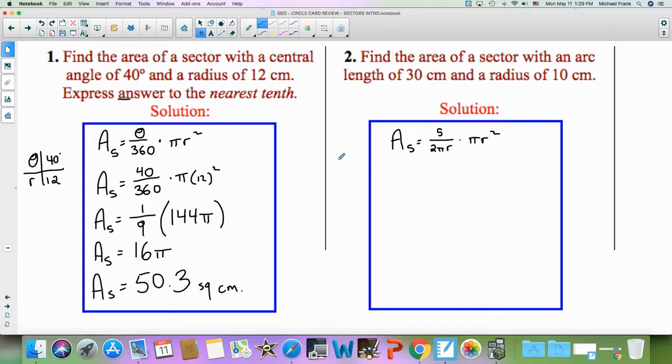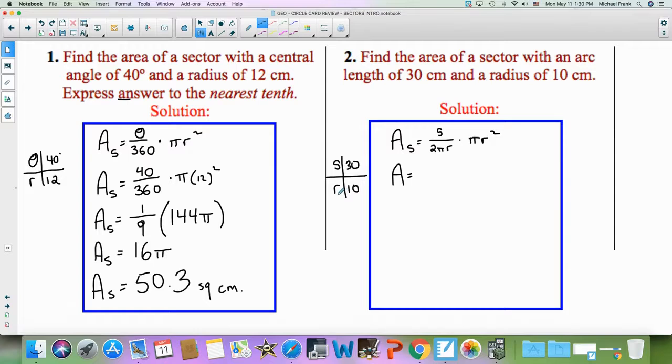Well, here, there's also 2 variables that I need. I need the arc length, which is my S, and I need my radius. Well, they're giving me both of those things. They told me that the length of the arc is 30, and they're telling me the radius is 10. So now I could go to this formula and plug all that in.